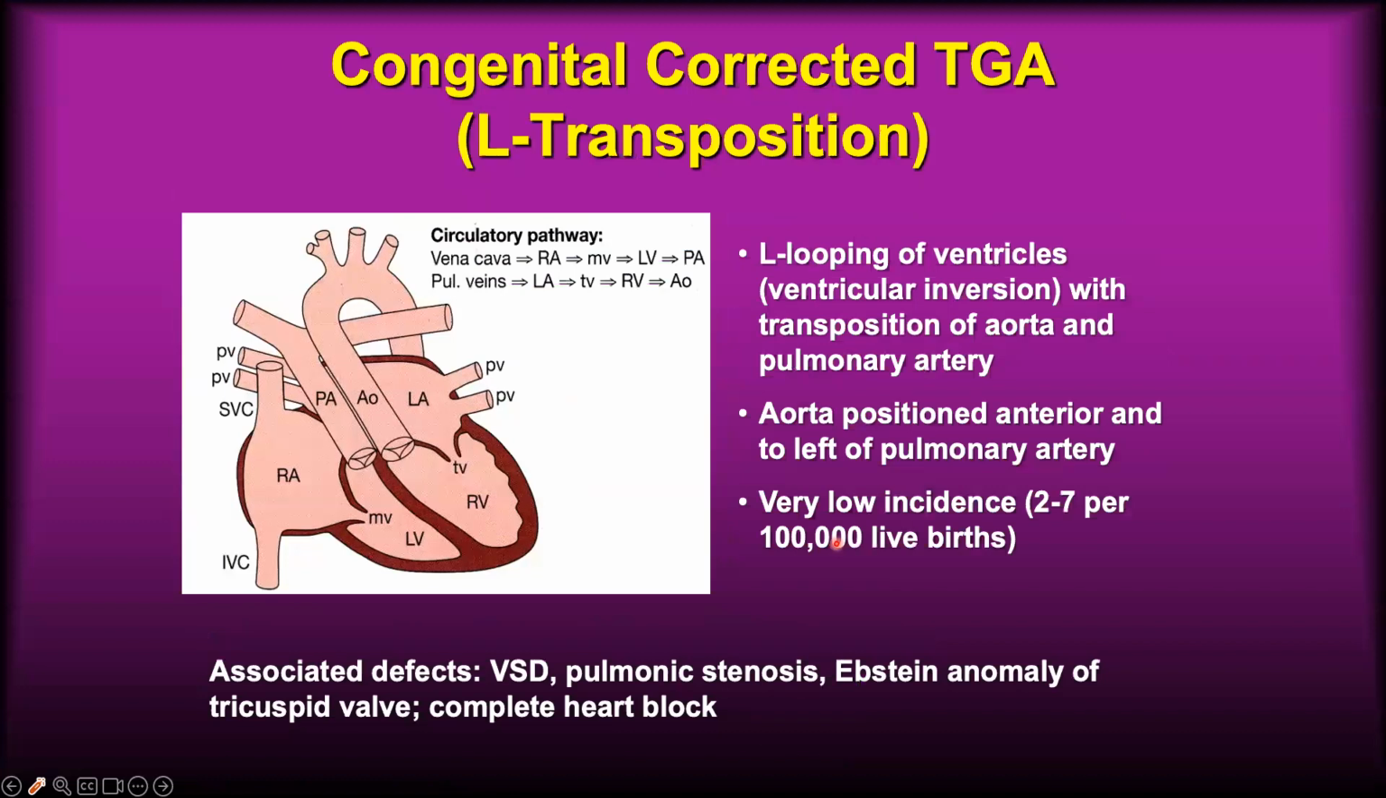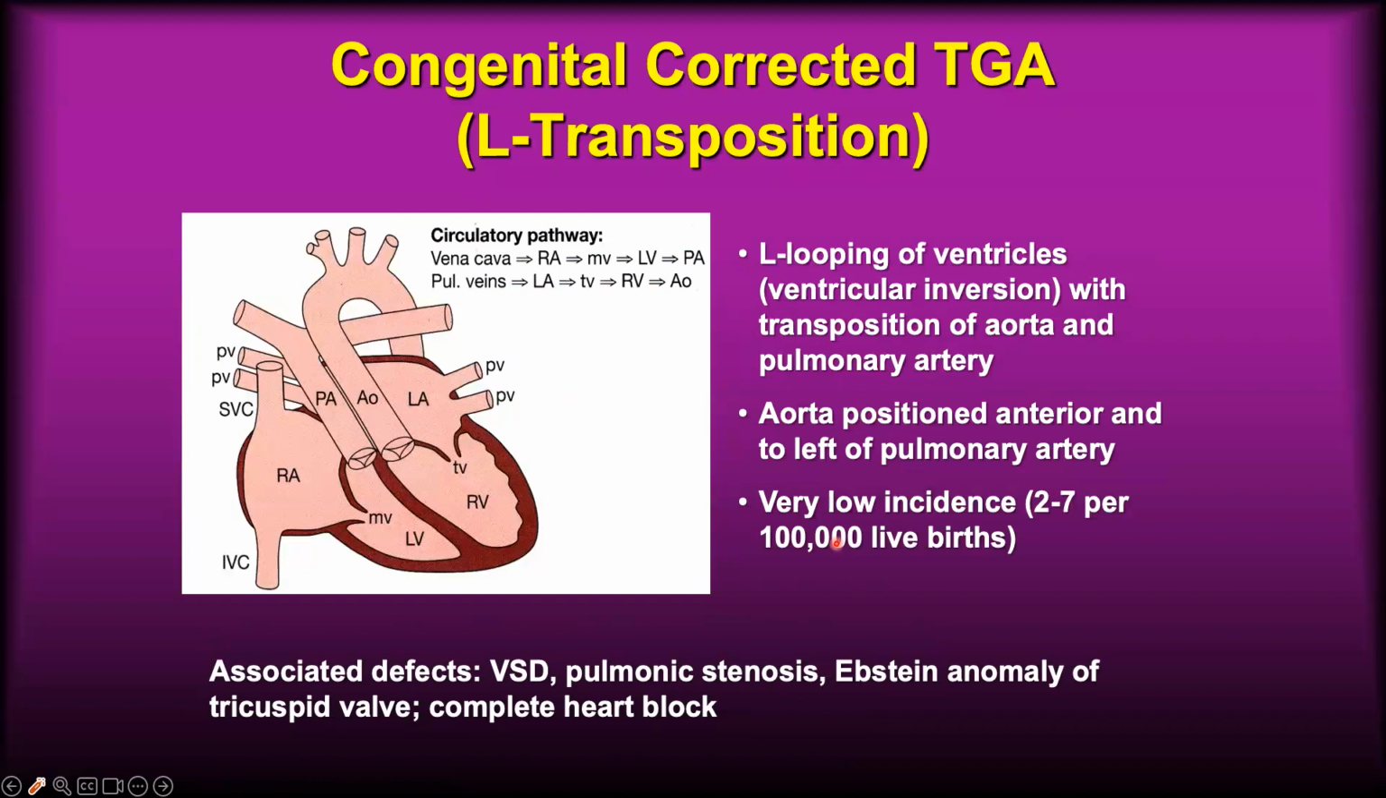Now, that's all D-transposition, fixed D-transposition. So you're gonna see the fixed people, not the people who haven't been fixed. You're gonna see the L-transposition, you could see not fixed and fixed. All right, so with D-transposition, you have normal looping of the ventricles. So that's the D, rightward looping.